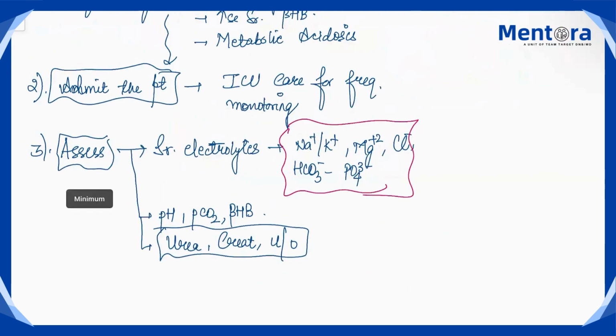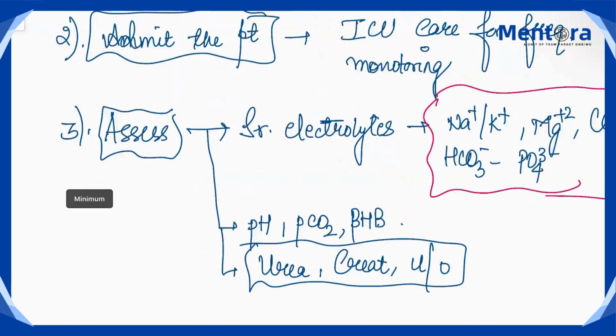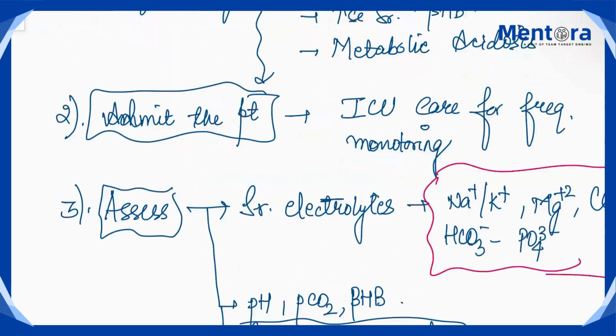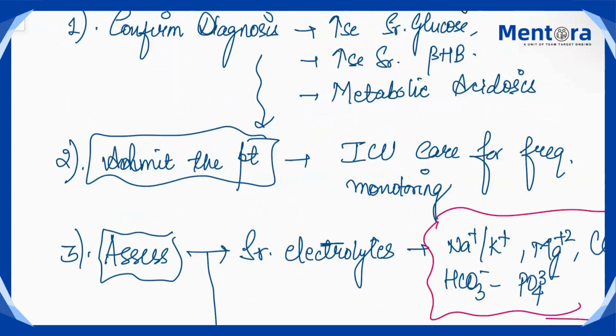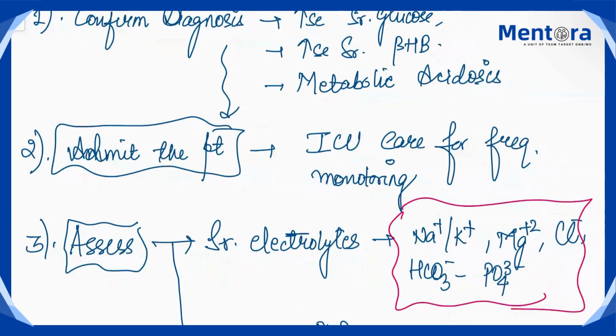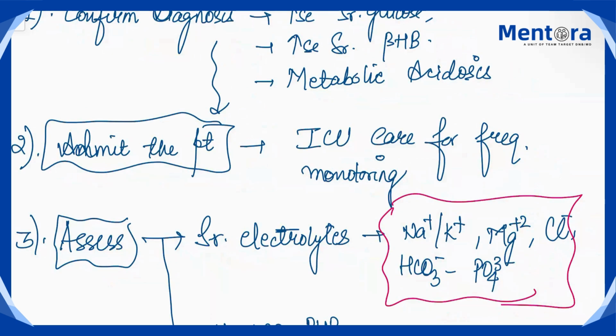Okay. So first confirm the diagnosis. Measure all the levels of serum glucose, serum beta hydroxybutyrate, metabolic acidosis. Go for ABGs, look for pH, look for bicarbonates and lactate levels. Admit the patient and if possible, try to admit him in ICU for proper monitoring. Then assess the patient. We have to assess all the serum electrolytes, sodium, potassium, magnesium, chloride, bicarbonate and phosphates. Insulin causes hypokalemia. So phosphate, potassium level is very, very important in this.